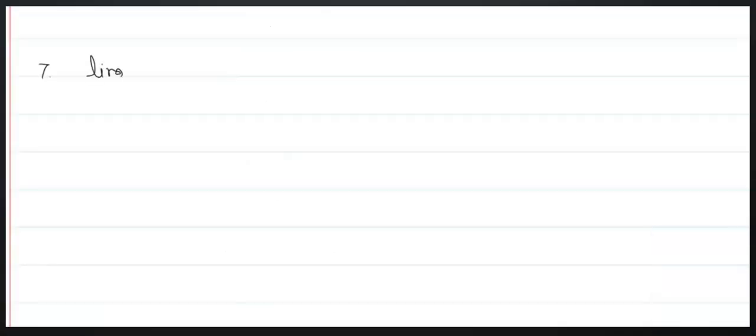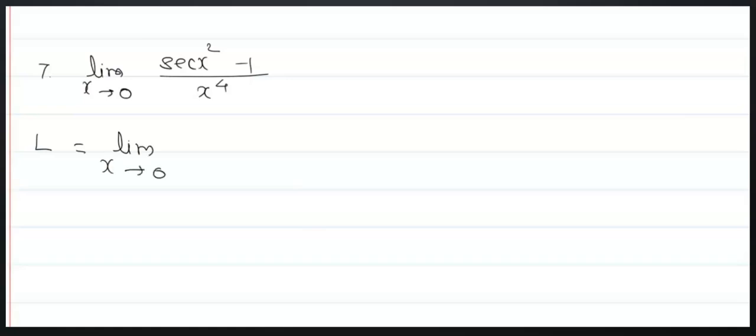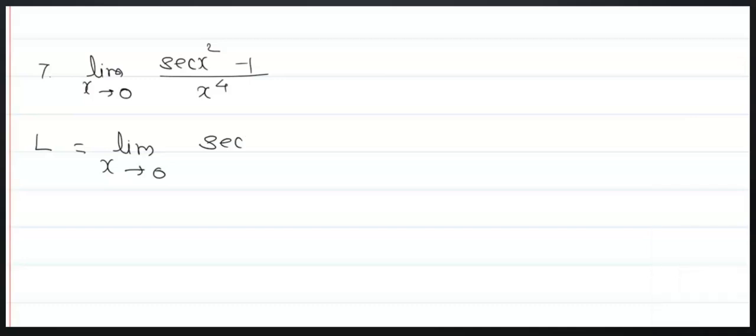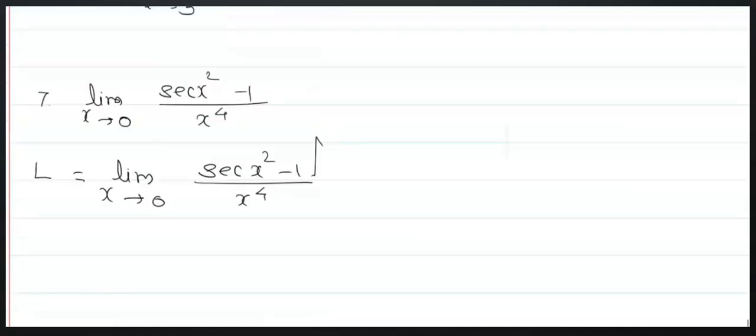Now the seventh problem. Limit x tends to 0, (sec² x² minus 1) upon x raised to 4. Here is one important thing: it's not the function squared, it's the variable squared. Sec x² minus 1 upon x raised to 4.